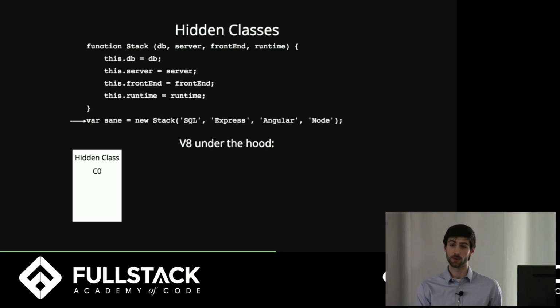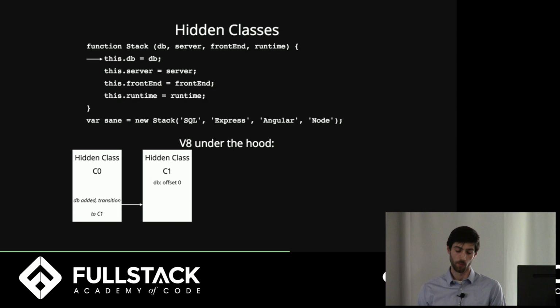Once we get into the constructor function body, and we hit that this.db equals db instruction there, V8's going to do a few more things. It's going to create a brand new hidden class under the hood, which has a DB property at offset 0.